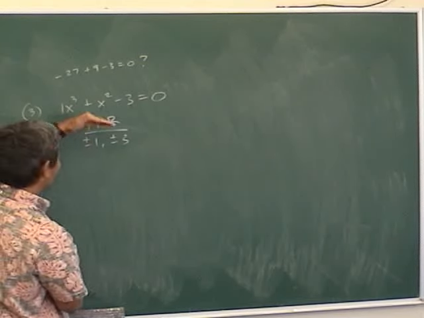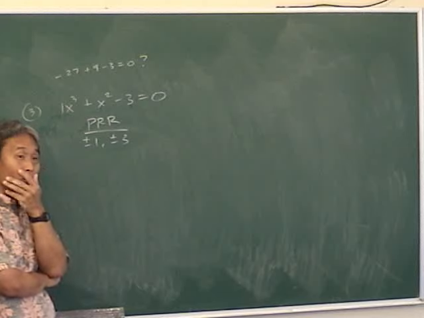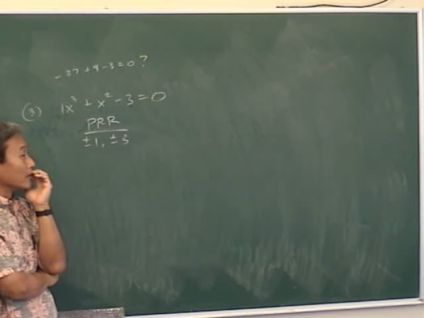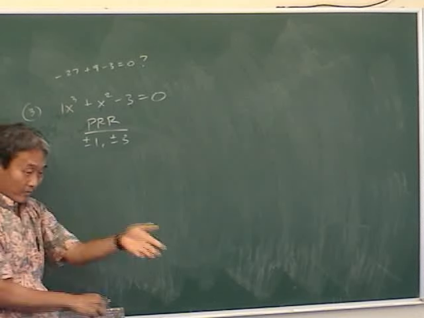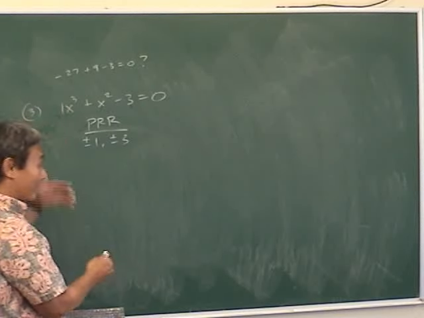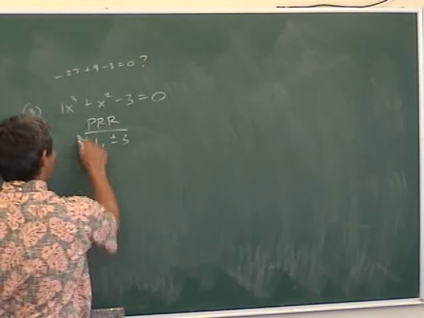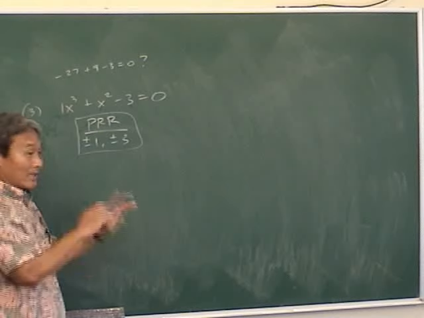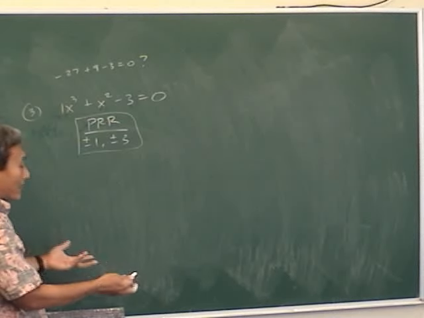These are the possible rational roots, but none of them work. What can we conclude? There are no rational roots. So we finished part A of it. It says show that it has no rational roots. Because remember, if this equation has rational roots, it has to come from this list. But none of them work. Therefore, the roots must be irrational.